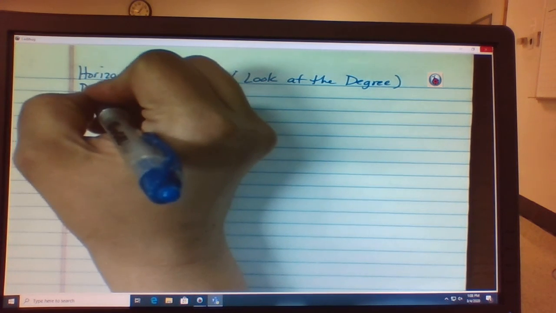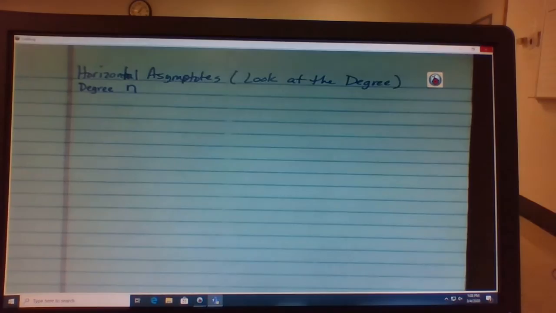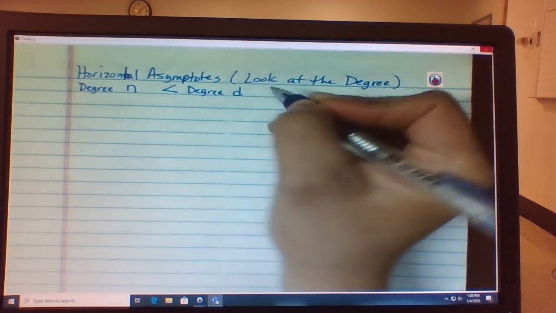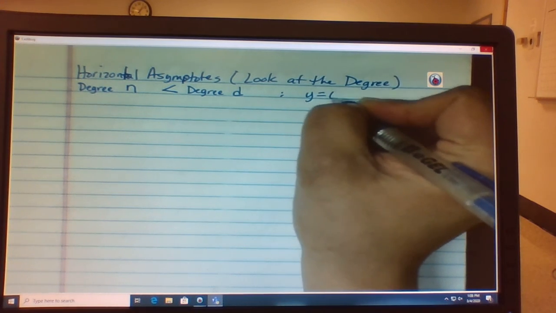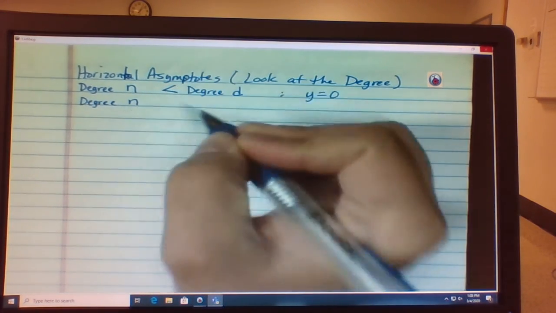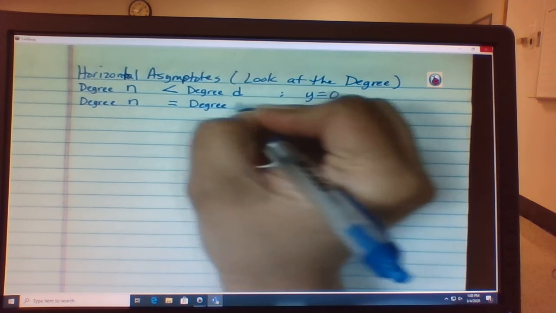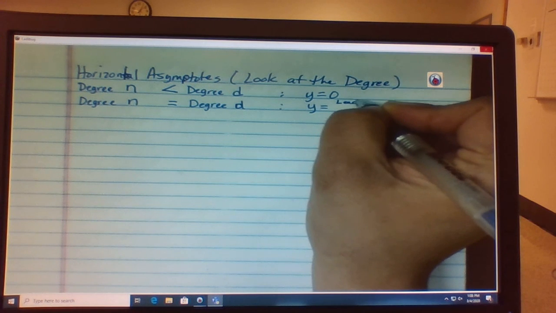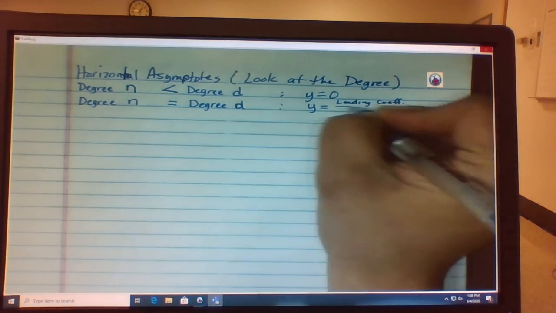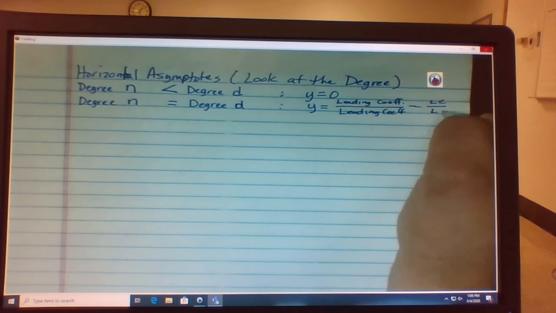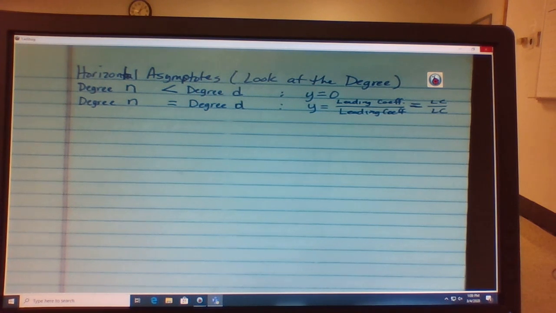So we look at the degree of your numerator, and if it is less than the degree of the denominator, then your horizontal asymptote is y equals 0. If the degree of your numerator is equal to the degree of your denominator, then your answer is going to be your leading coefficient over your leading coefficient. I like to just call it LC over LC, but that's what LC stands for, leading coefficient. Leading coefficient is the number in front of your degree. And we're going to do one of each so you can see.